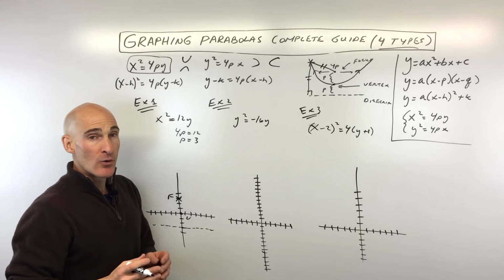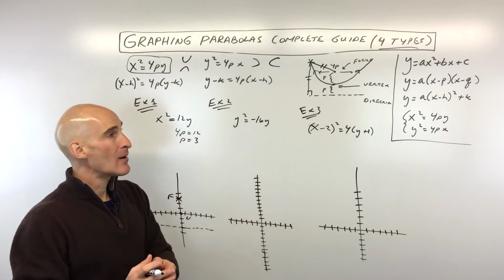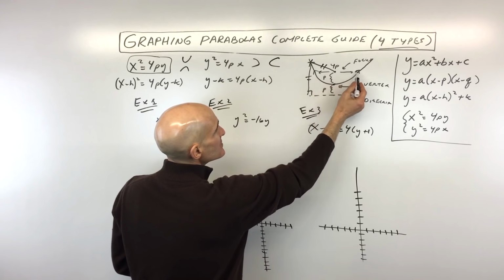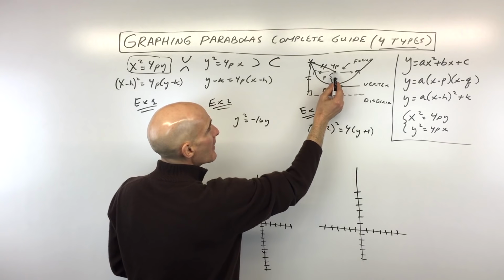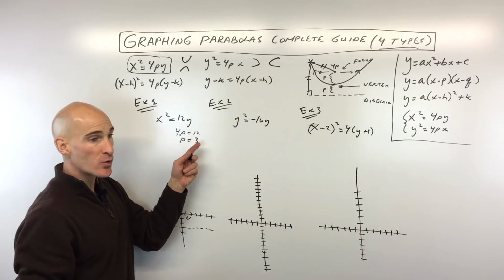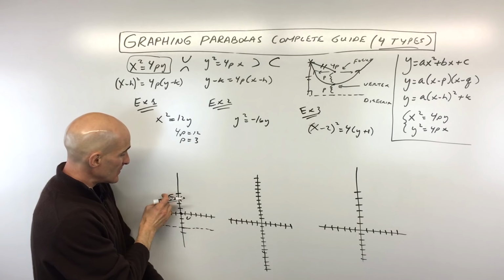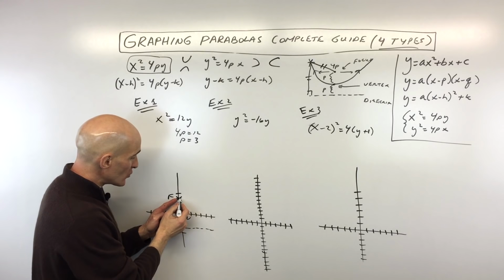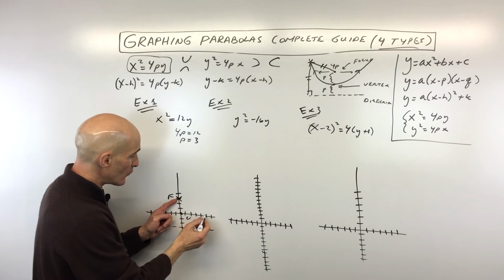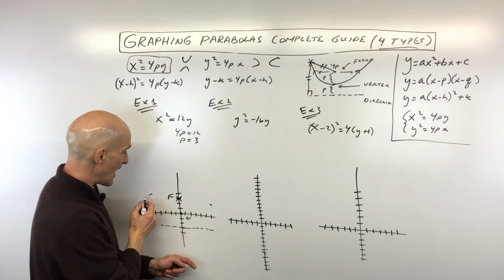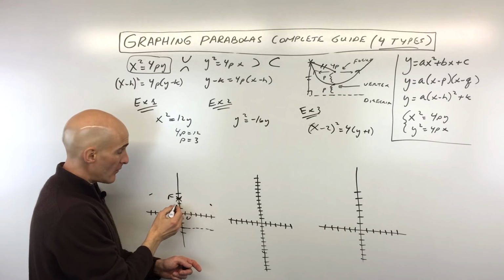Now we need to get some other points on our graph to get a nice parabola. The key here is that this width, called the focal chord, at the level of the focus is going to be 4 times p wide. We said p is 3, so 4 times p is 12. At the level of the focus, it's going to be 12 wide. You can cut that 12 in half. From the focus, go right 6: 1, 2, 3, 4, 5, 6. And left 6: 1, 2, 3, 4, 5, 6, like that. So that gives us a width of 12 at the level of the focus.